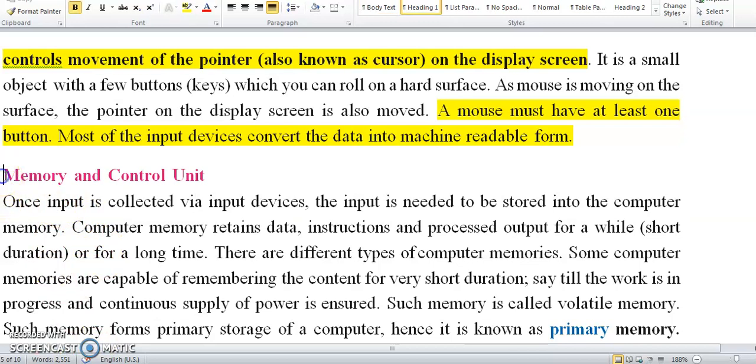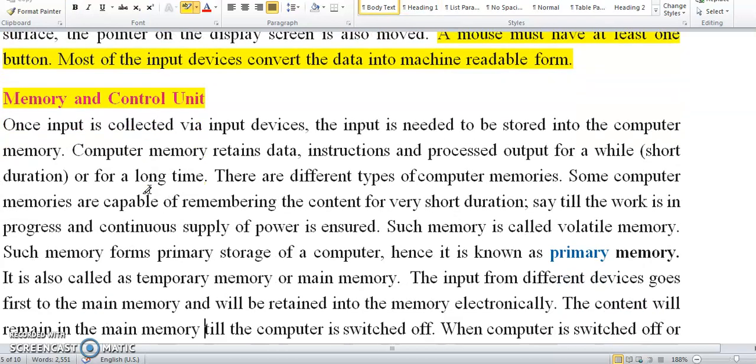Here we are going to see memory and control unit. You know very well what memory is. Generally we say, oh, his memory is very strong, he remembers each and everything. In the same way, computer memory is really very strong. When we enter any input, once input is collected via input devices, it needs to be stored in the computer. Computer memory retains data, instructions, process and output for a long time.